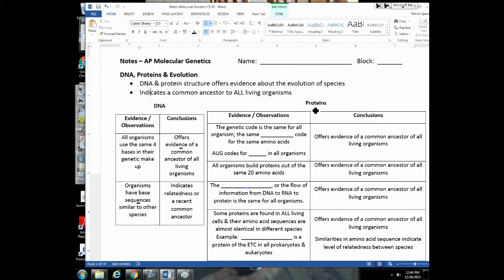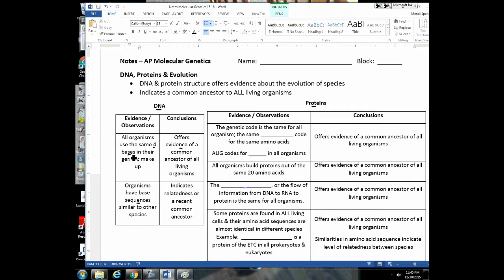But first, we're going to talk about how DNA relates to evolution. And we've already indicated that commonalities between two different species indicates a common ancestor. So let's take a look at what DNA and the proteins that it codes for indicates about evolution. We've already talked about DNA, and we've said that DNA is made of 4 different bases, and the fact that all organisms utilize the same 4 bases in their genetic makeup indicates that there is a common ancestor between all organisms on Earth.